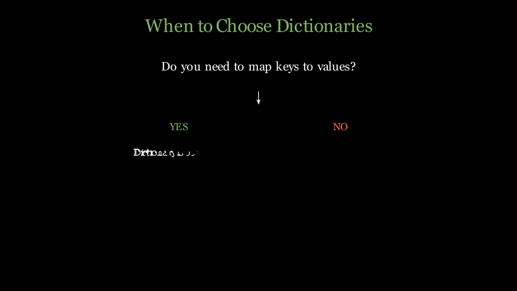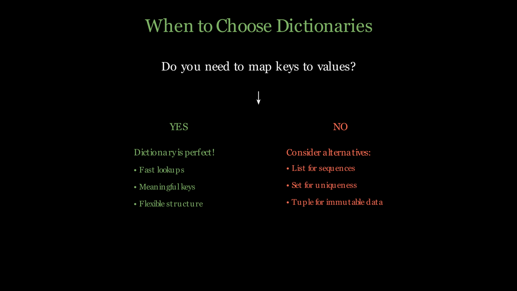Here's a practical guide to help you decide when dictionaries are the right choice. The key question is whether you need to map keys to values. If yes, dictionaries are perfect. They excel at configuration settings, database records, caching, counting, lookup tables, and handling JSON-like data structures.